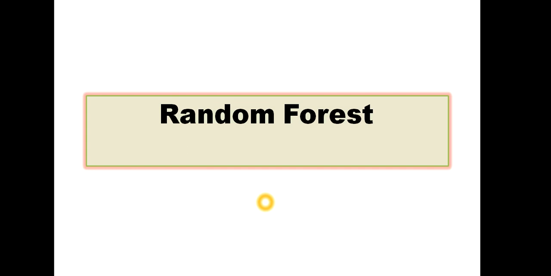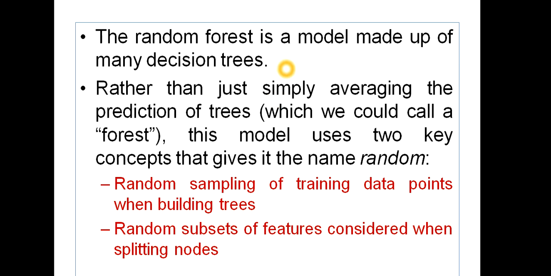So let's start. The random forest, what is that actually? This is a model made up of many decision trees. You should note down what is random forest. Actually, this is a model made up of many decision trees. That is, more than one decision tree will be constituted in a random forest. About decision trees, I have explained it in my previous lecture. You will find a link in the description box below for that.